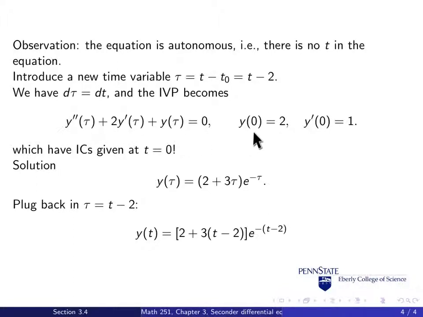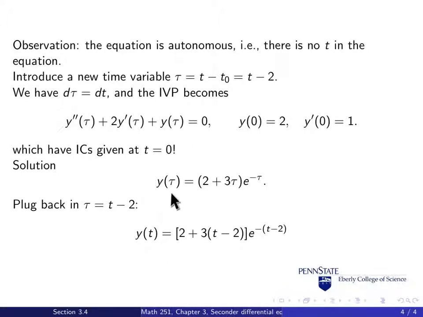Now let's look at the initial condition. When t equals 2, what does tau equal? Tau equals 0. So now we have an initial condition given at tau equals 0. This whole problem becomes the same problem as the one we started with, where the initial conditions are given at tau equals 0. The difference is that we now call the time variable tau.